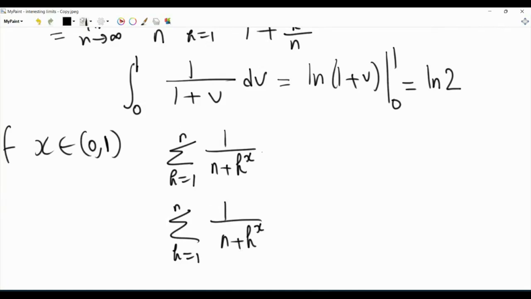Now this is less than or equal to summation k from 1 to n, 1 over n plus 1. The minimum value of this term k to the power x is 1. So if we replace k to the x by 1, then we have an upper bound. And then we have the summation.